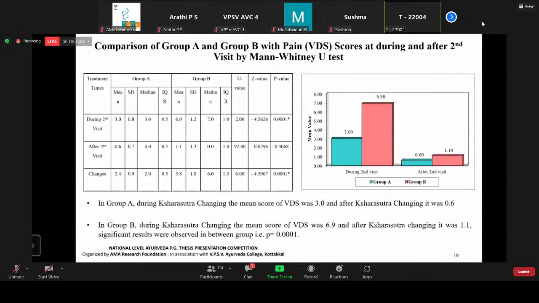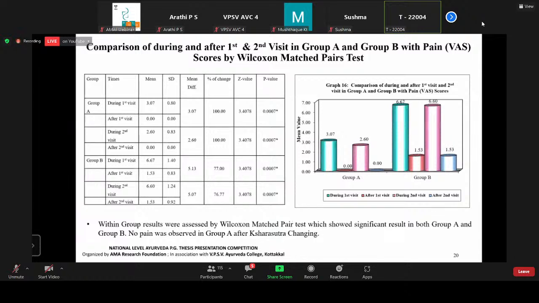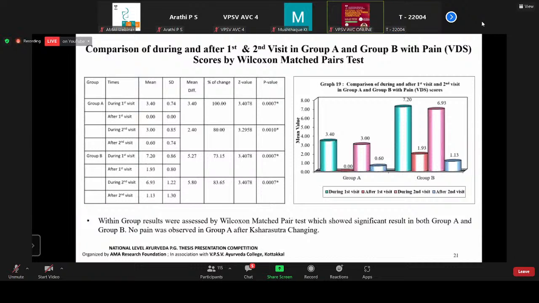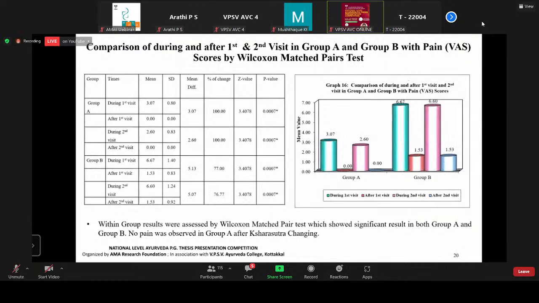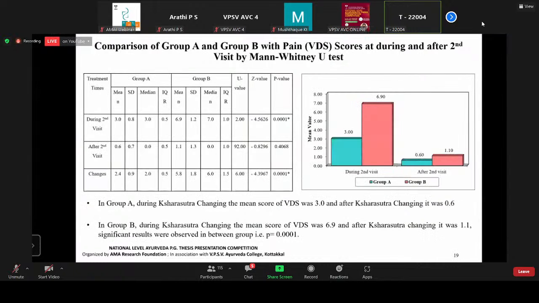In the comparison of group A and group B with VDS score during and after the second visit by Mann-Whitney U test, in group A, during Kshar Sutra changing, the mean VDS score was 3.0, and after changing of Kshar Sutra it became 0.6. In group B, during Kshar Sutra changing, the mean VDS score was 6.9, and after Kshar Sutra changing it was 1.1. Significant results were observed between the groups, that is P equal to 0.001.